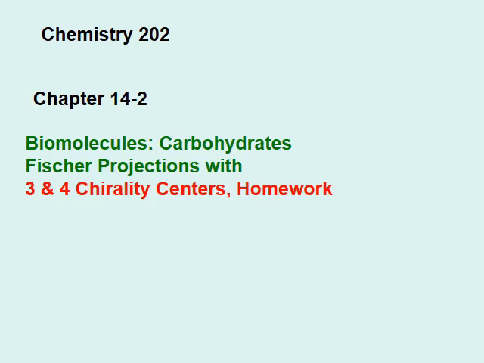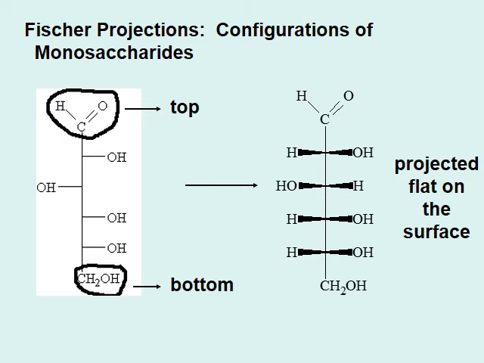In this section of chapter 14, I will discuss carbohydrates with 3 and 4 chirality centers. So basically we'll be discussing Fischer projections. Again, just to refresh your memory, we discussed this in section 1. For a Fischer projection, you will have to hold the molecule like this so that CHO is on the top and CH2OH is on the bottom.